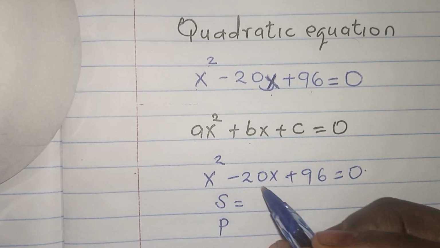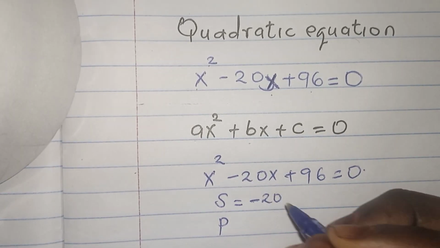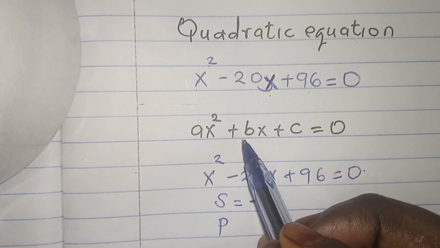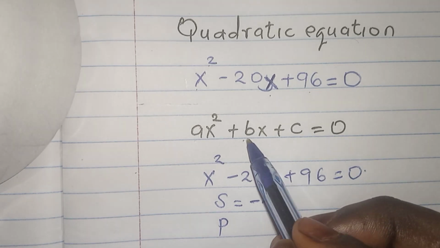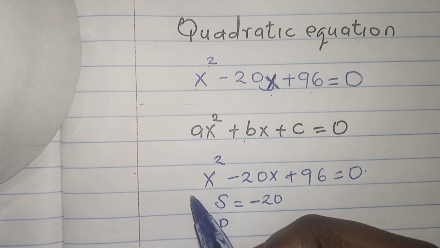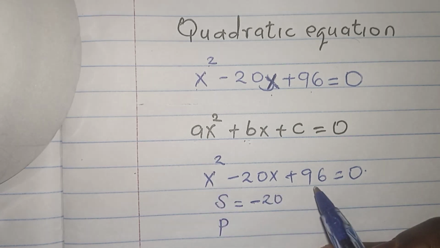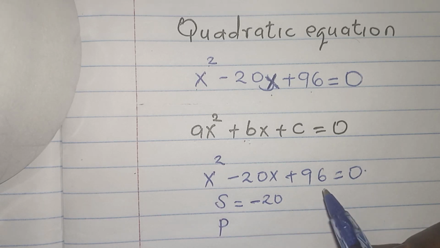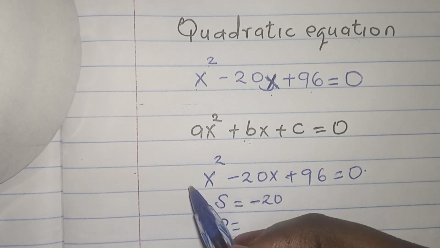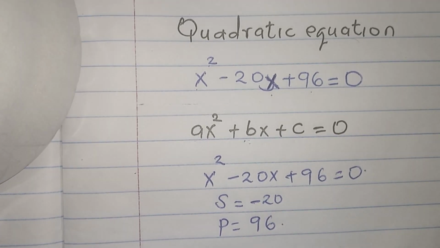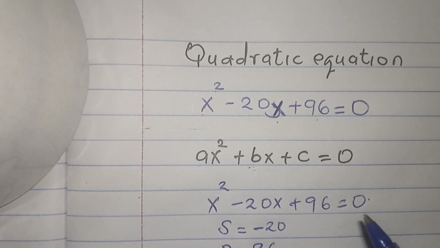Our sum here is b, which is negative 20. This middle term here is always our b, and a, b, and c are constants. Our product is the coefficient of x squared multiplied by c, right? So 1 times 96 gives us 96. Hope you have understood.